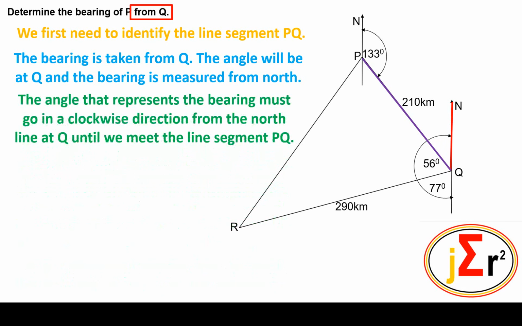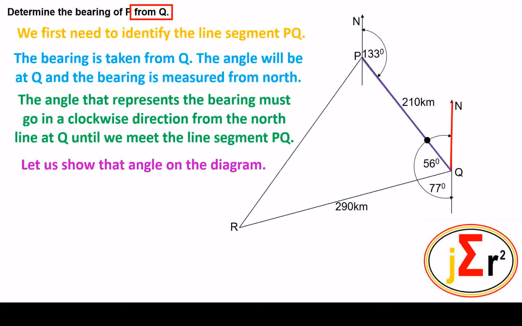The angle that represents the bearing must go in a clockwise direction, beginning at north. We begin at north and we go in a clockwise direction. The angle that represents the bearing must go in a clockwise direction from north until we meet the line segment PQ. Go from north until we are in contact with the line segment PQ.